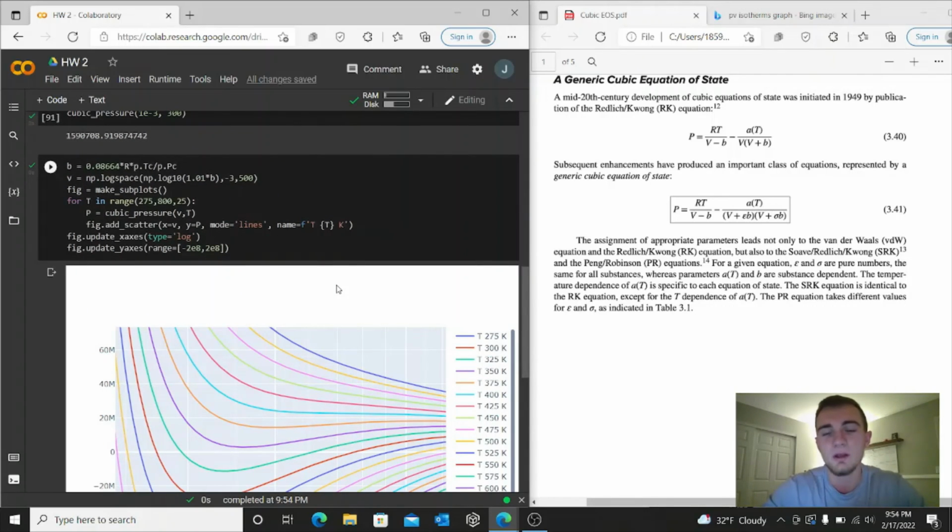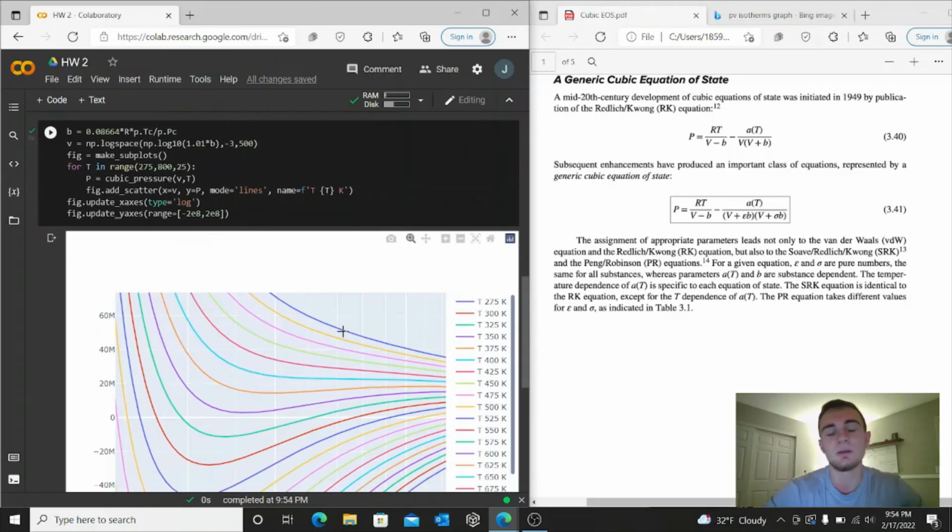We have now calculated the cubic equation of state for the SRK equation of state, and then used that to plot pressure versus specific volume isothermal curves here in Python.